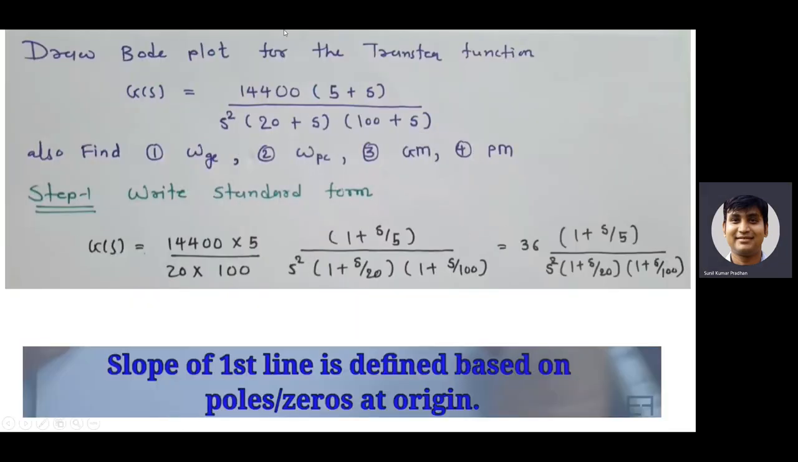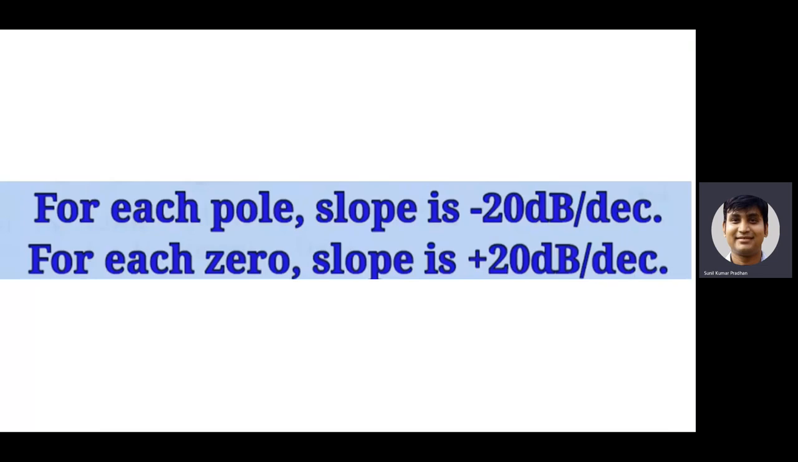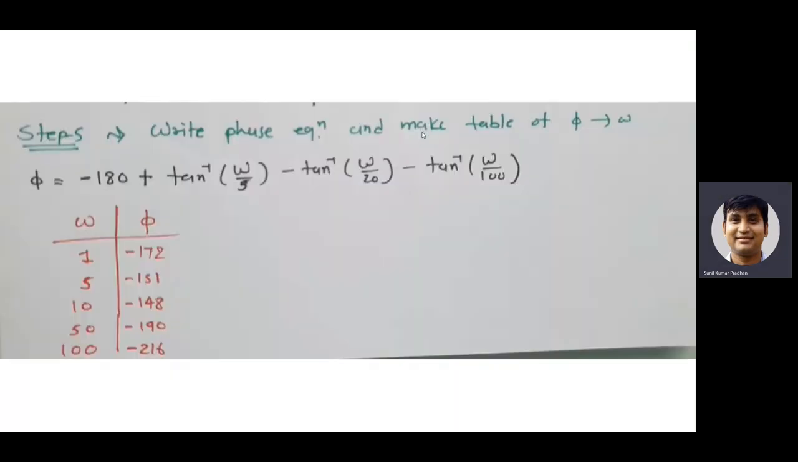1 by S square, your angle is minus 180 degrees. Then this is in the numerator, so it will be tan inverse omega by 5. Now this is in the denominator, so it will be minus tan inverse omega by 20. Similarly, minus tan inverse omega by 100. So what is your resultant phase? It will be minus 180 degrees plus tan inverse omega by 5, minus tan inverse omega by 20, minus tan inverse omega by 100.